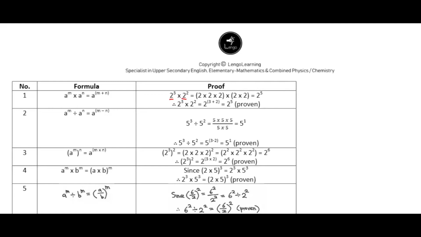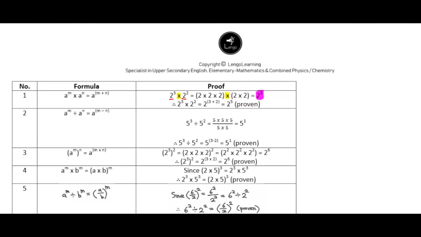If I split them up into what this power of 3 actually means, it means 2 multiplied by itself 3 times, so it's 2 times 2 times 2. And because there is a times, 2 squared will be 2 times 2. If I take away the brackets, it will just be 2 times 2 times 2 times 2 times 2, which is the same as 2 to the power of 5. So what I have is 2 to the power of 5 as the answer.